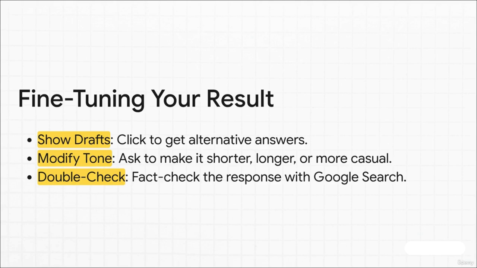You can ask for different versions, you can change the tone, like make this shorter or make it more casual. And, this is critical, if your draft has any facts or figures, you can use the double check feature to help verify them against Google search.